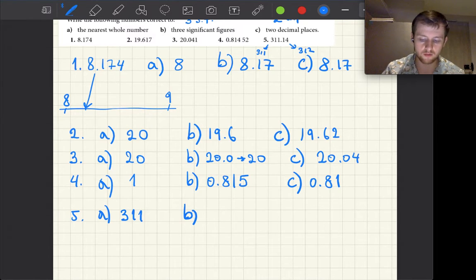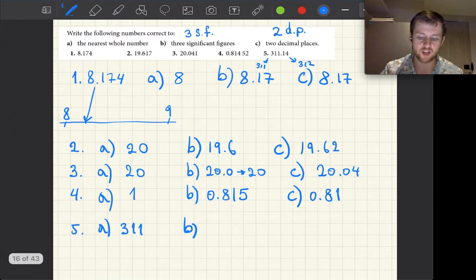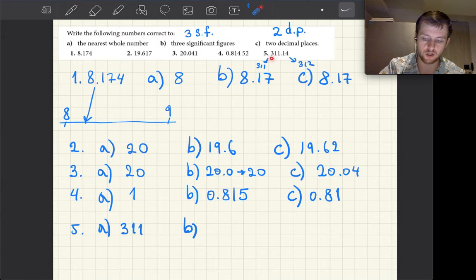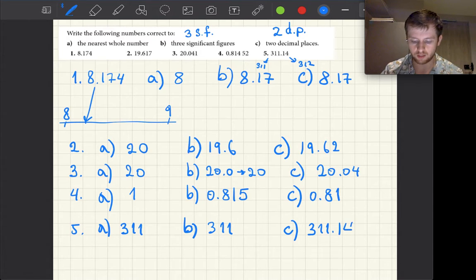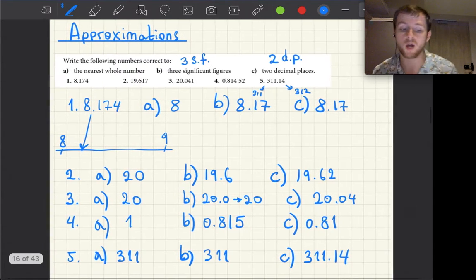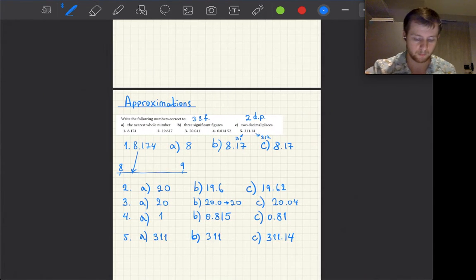In B, 3SF, so we go 1, 2, 3, right? So 311 again, so the answer is the same. And 2 decimal places. So there's only 2 decimal places, so we actually don't have to round anything for this example. 311.14. Okay, that's it for approximations.